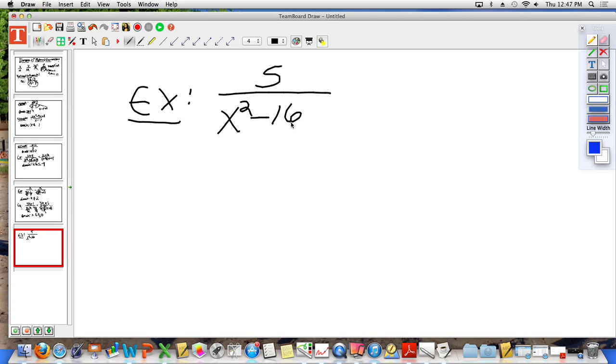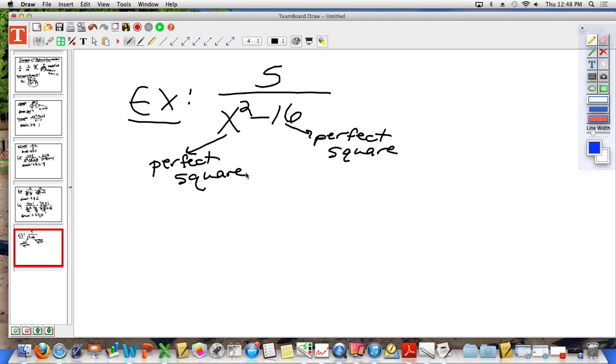What kind of number is 16? It is a perfect square. So this is a very special factoring situation. We have a perfect square. What about x squared? What is that? It is also a perfect square. So what we have here is a perfect square minus a perfect square. This is called a difference of squares. So when you have a minus sign in between 2 perfect squares, this is what you get.